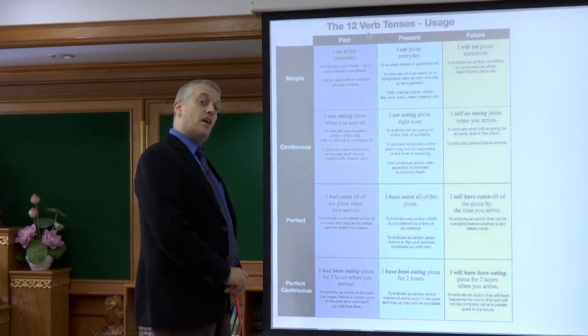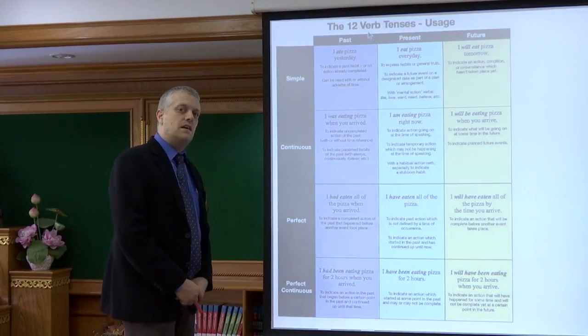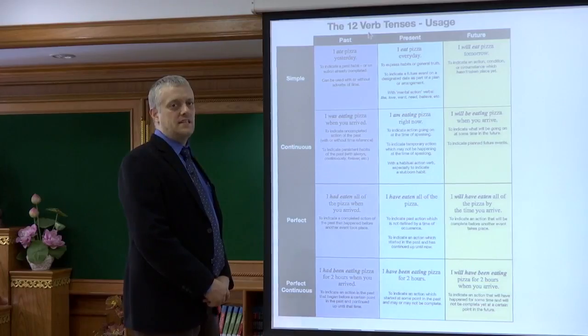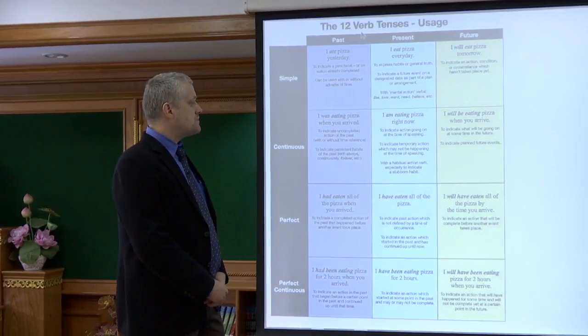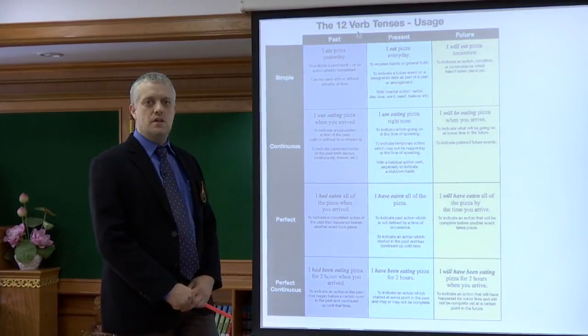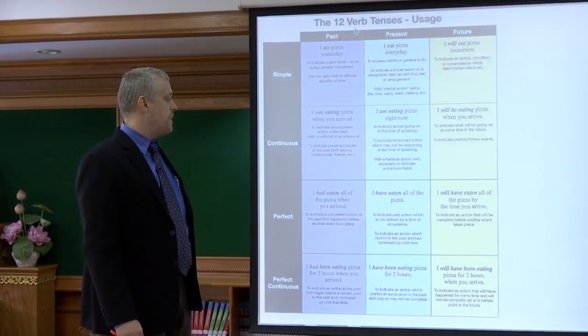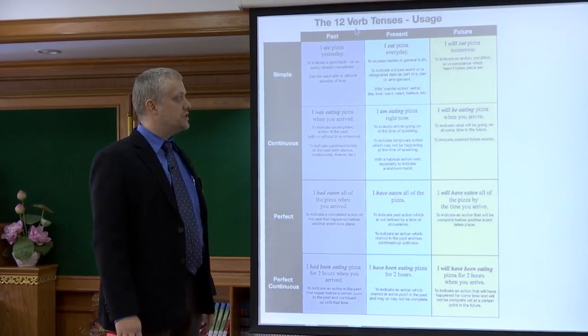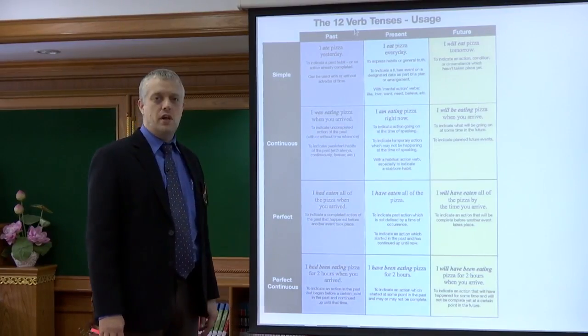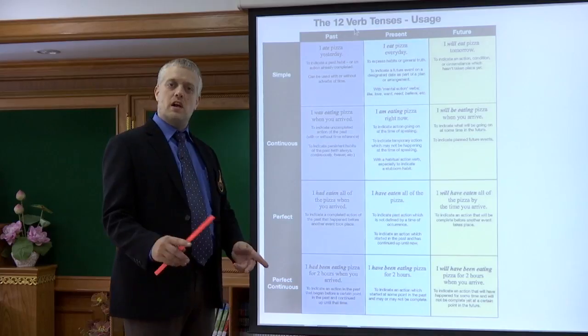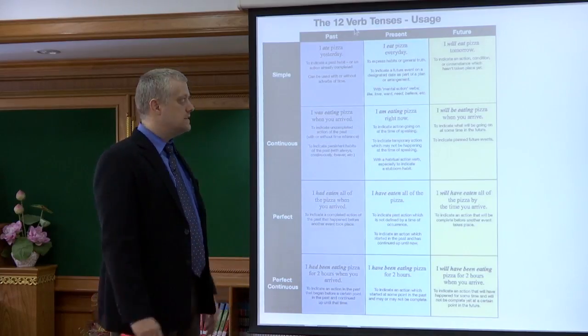If somebody says there are 13, they probably think of used to as a tense, which is not right or wrong. So used to is not mentioned here, and the going to future is also not mentioned here. Going to and will are both future tenses.